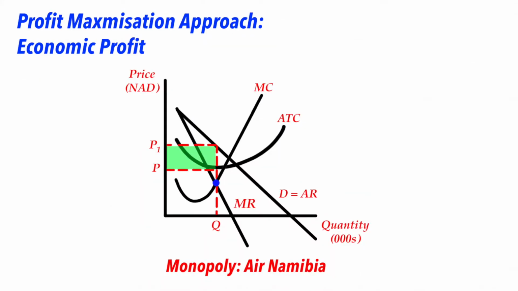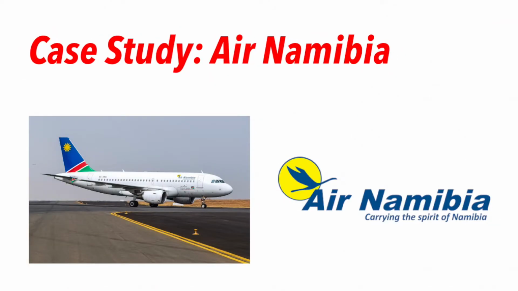Looking at this diagram for monopoly, let's say the diagram shows the firm of a monopoly called Air Namibia. Just to give you guys the context, Air Namibia is the only airline in Namibia that offers domestic flights, and so hence it is a monopoly. In recent years, they have been accused of charging unreasonable prices, but also providing poor customer service. These are disadvantages of monopoly, which I'll go through briefly.